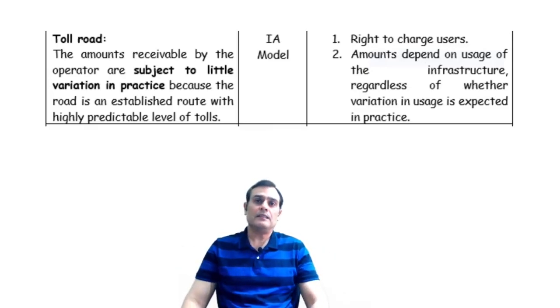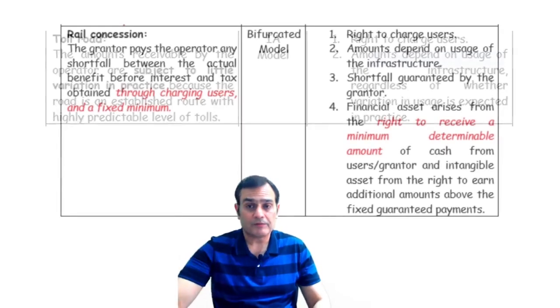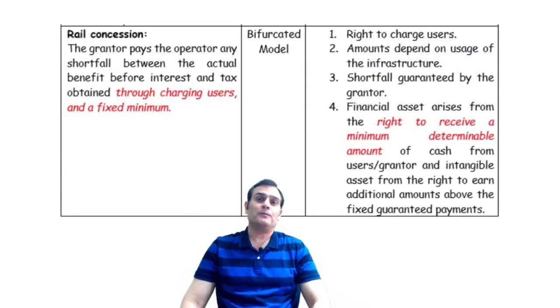Now, since the amount is based on the right to charge the public users, and the amount depends upon the usage of the infrastructure, even if there may not be variations as expected because it's an established route, it doesn't make any difference to the assessment. Let's have a look at another example, which could be a blend of both the models.